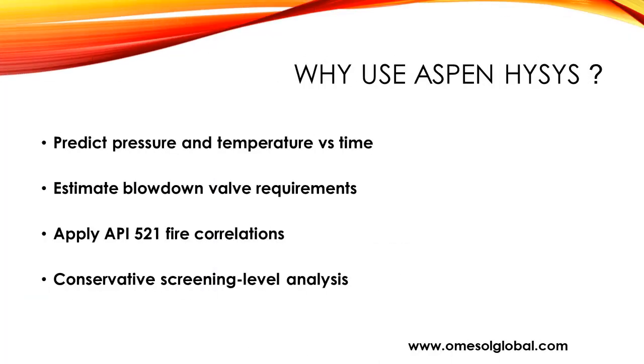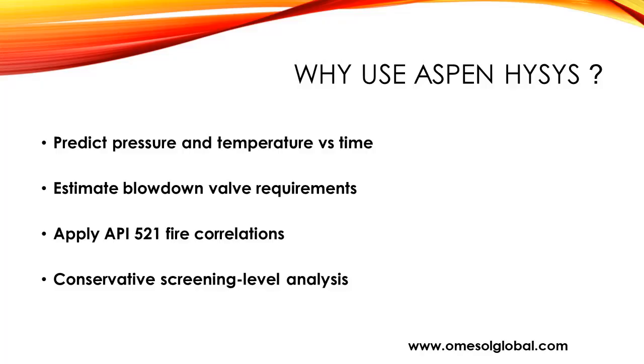This is where Aspen HYSYS becomes extremely useful. HYSYS allows us to predict pressure and temperature profiles over time, estimate blowdown valve requirements, and apply API 521 fire case correlations. While the tool is mainly used for initial or screening level studies, it provides conservative and safety-oriented results, which is exactly what we want in fire case analysis.